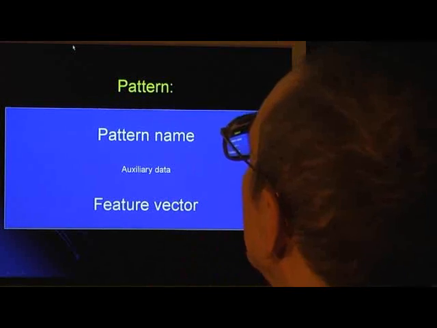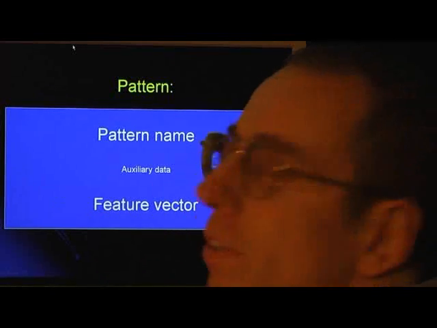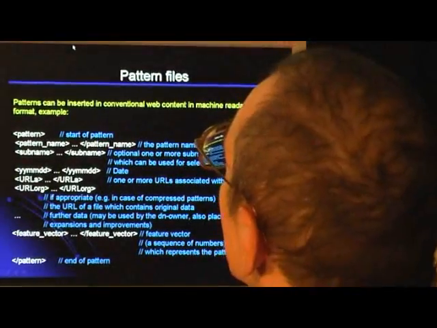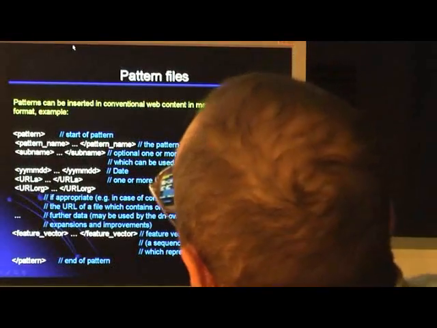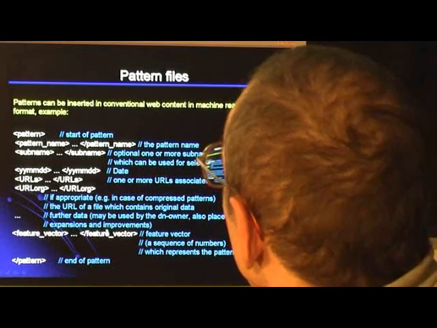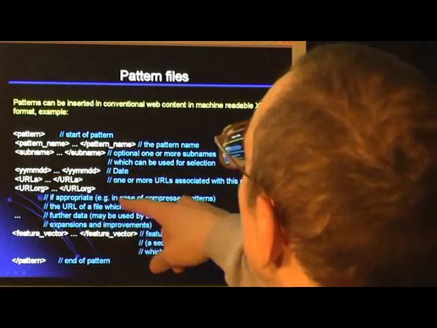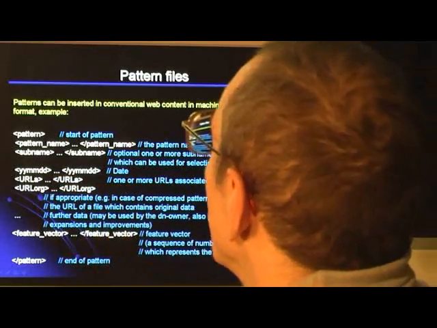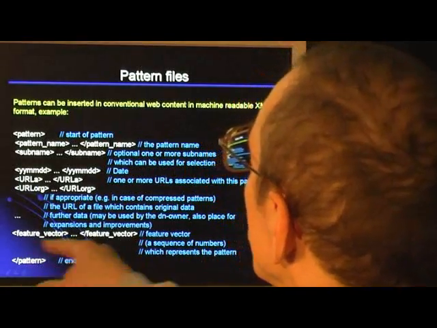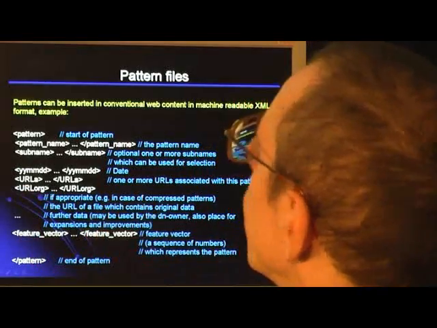Here's the pattern name, which identifies the meaning of the numbers which are contained in the feature vector, and some auxiliary data. Here you see the XML representation of the pattern. Here's the pattern name, and here the feature vector, and some further auxiliary data, for example, the URL of an object which is associated with this pattern. For example, if the feature vectors represent some measurements on a face, this may be the URL of the photo of this face.